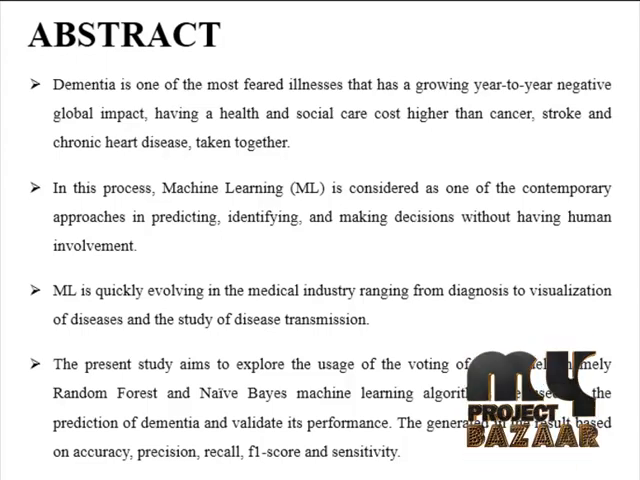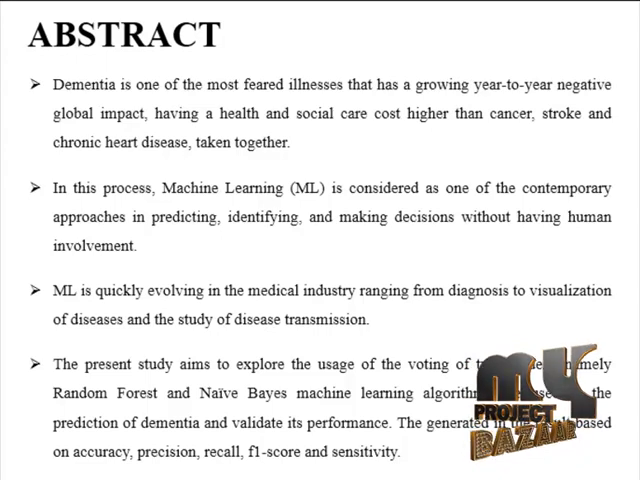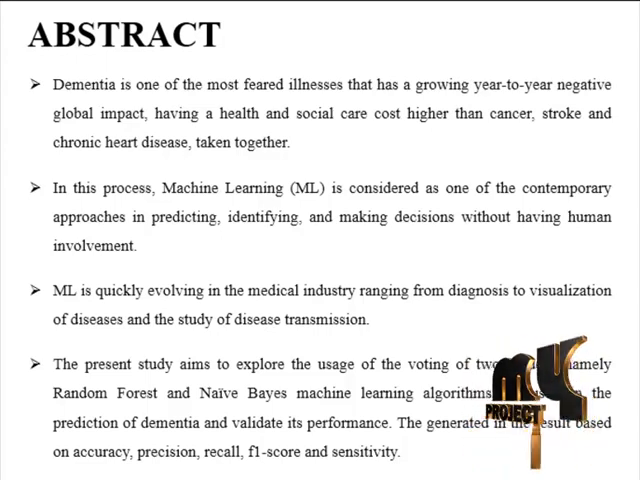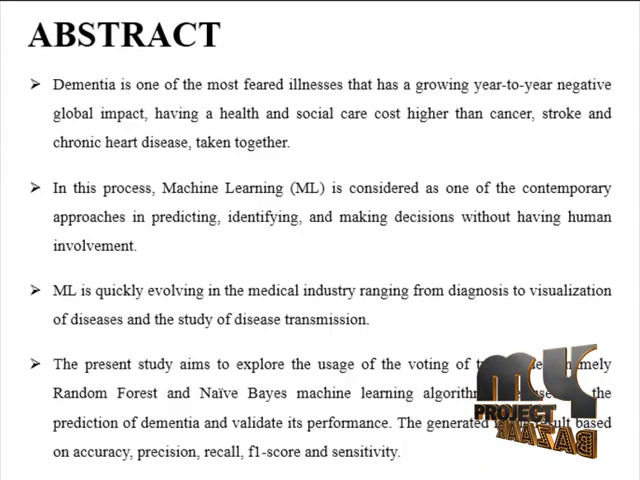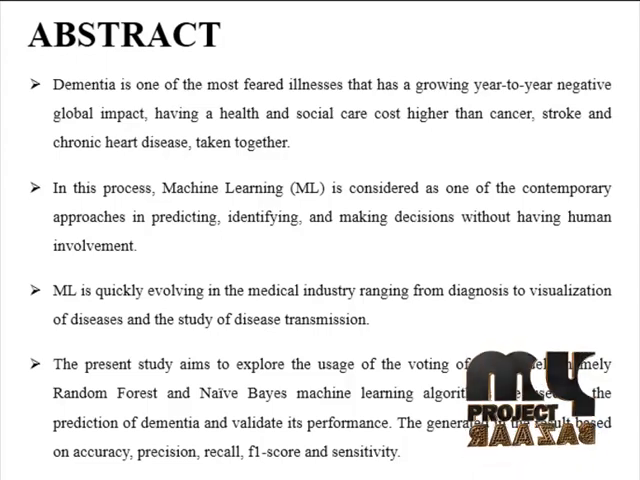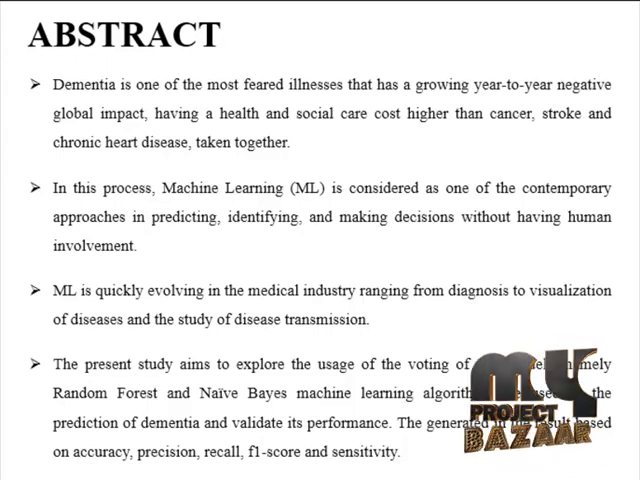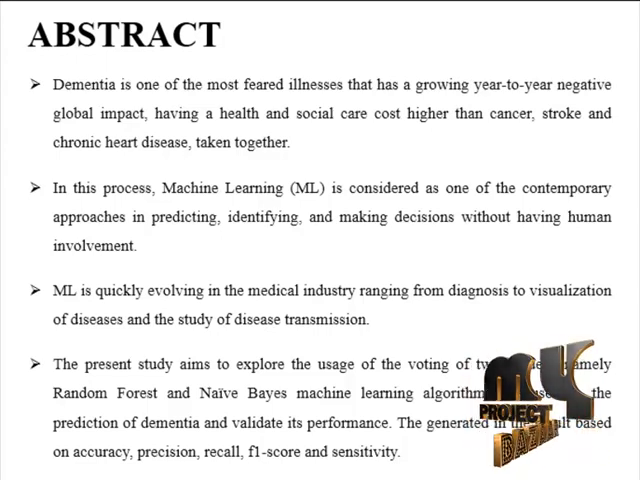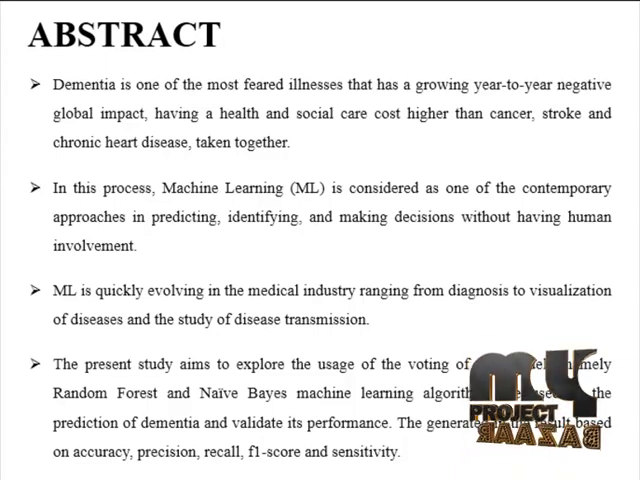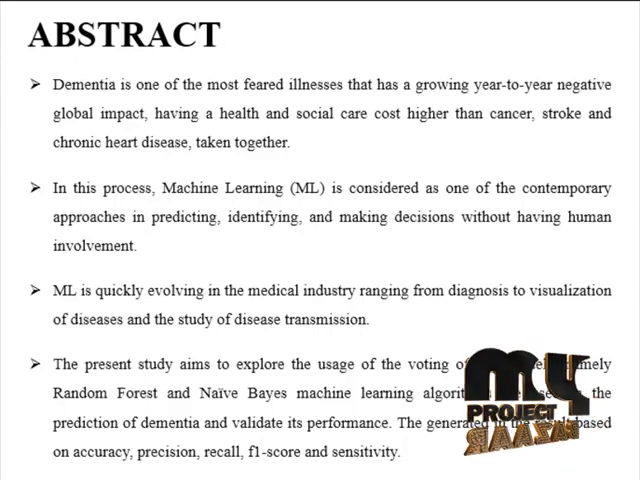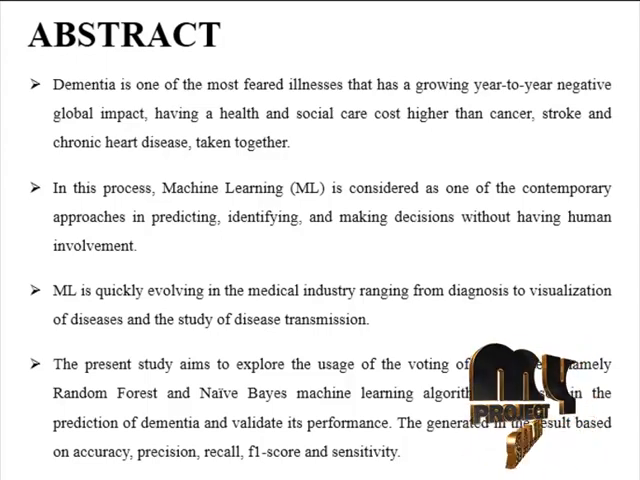In this process, machine learning is considered one of the contemporary approaches for predicting, identifying, and making decisions without human involvement. ML is quickly evolving in the medical industry, ranging from diagnosis to visualization of disease and the study of disease transmission. The present study aims to explore the voting of two models, namely random forest and Naïve-Bayes machine learning algorithms, in the prediction of dementia and validate its performance. The results are generated in the form of accuracy, precision, recall, F1 score, and specificity.